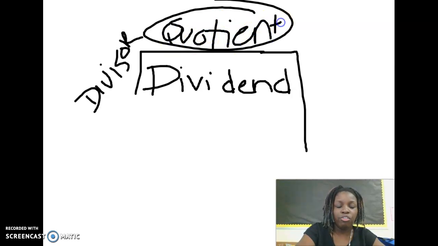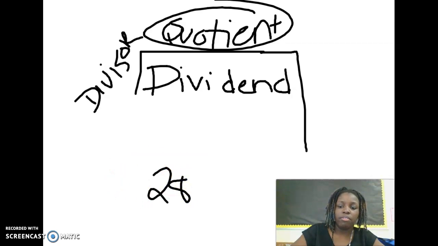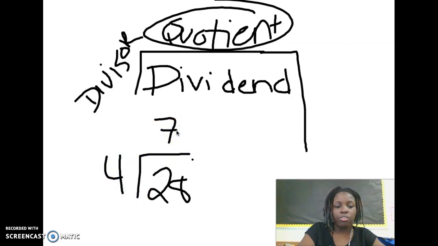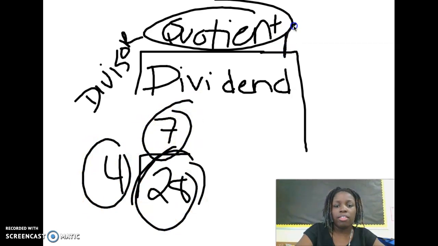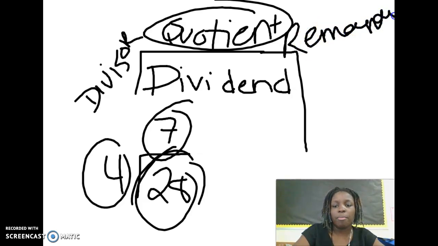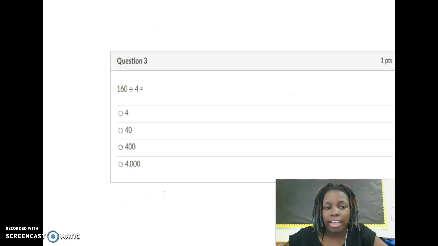So you may see a division problem that looks like this. 28 divided by 4 is 7. So you have your dividend, you have your divisor, and you have your quotient. And then oftentimes you'll have an R, which means your remainder, so whatever's left over. But we'll talk about that later. So right now we're going to just work on dividing, and this is something we've learned in third grade, just the simple division facts, all right?